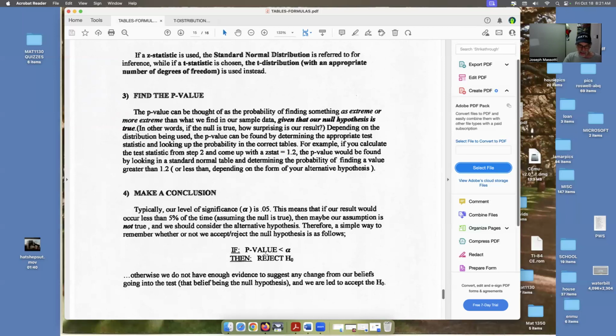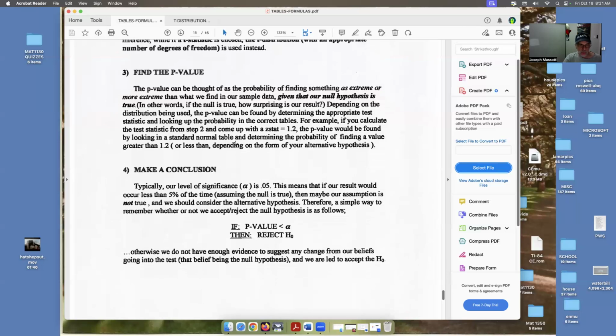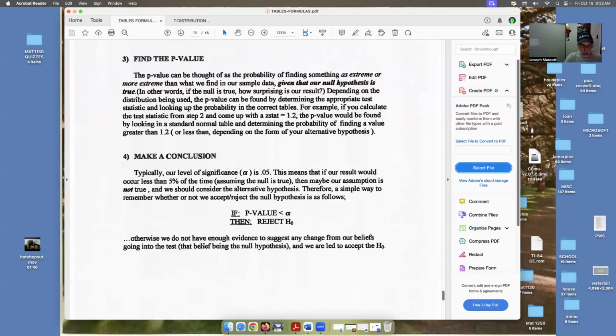Right? And then very, very easily, we make a conclusion based on our p-value, which we're going to find from our tables. And if the p-value is less than our level of significance, then we say that's enough evidence to suggest that our null hypothesis is wrong. Otherwise, we do not have enough evidence to suggest any change, and we accept the null hypothesis. So again, just like a trial by jury, finding someone not guilty doesn't mean that they are innocent, right? It means there isn't enough evidence to prove guilt. So we're going to stay with the presumption, the null hypothesis of innocence, right?